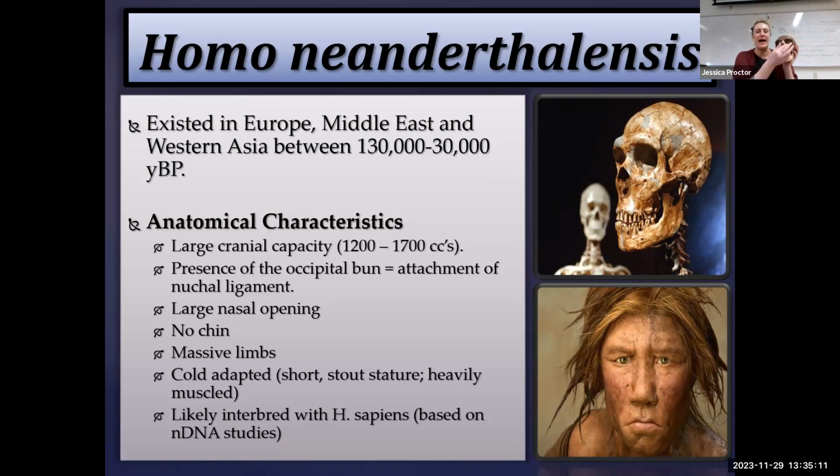Other features, they have a wide nasal aperture. Aperture just means opening. They have a wide nasal opening, and that's to warm up cold air before it reaches your throat and your lungs. So that's a cold adaptation, or an adaptation to living in cold weather. The Neanderthals existed during the last Pleistocene, or the last ice age. So a lot of their anatomical adaptations are cold adaptations.